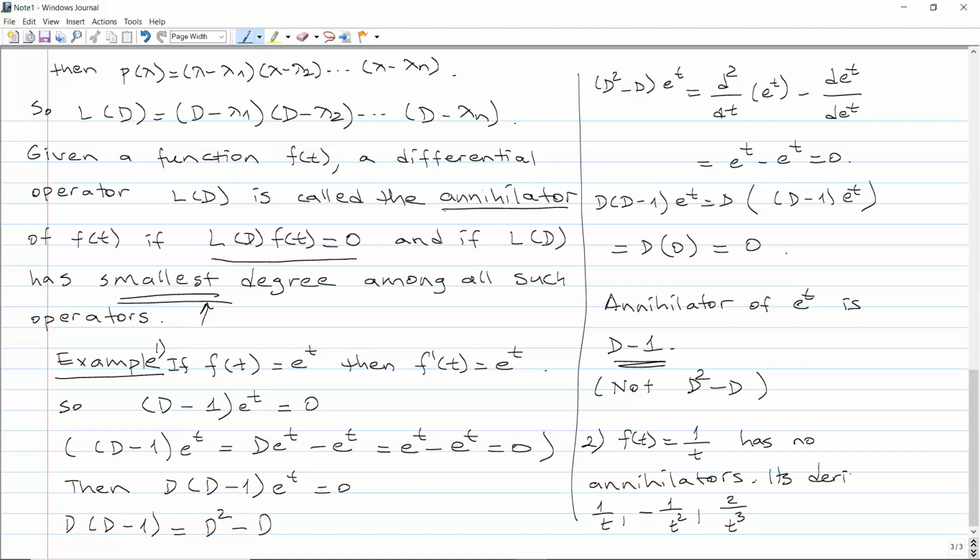Then the third derivative is minus 6 over t to the 4. So when you keep taking derivatives of 1 over t, the power in the denominator keeps getting larger and larger. So you cannot find any linear combination of these derivatives to be 0, because its derivatives are all independent. With e to the t, its derivative is itself again. So the function and its derivative are the same. They are not independent. They are dependent. But with 1 over t, all the derivatives are independent, so you cannot find any annihilator.